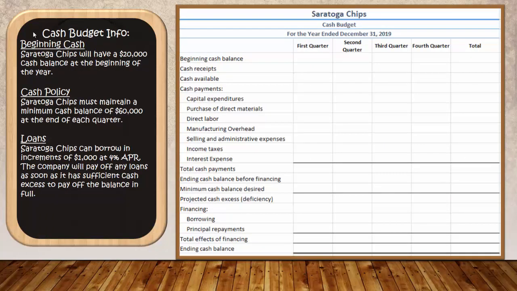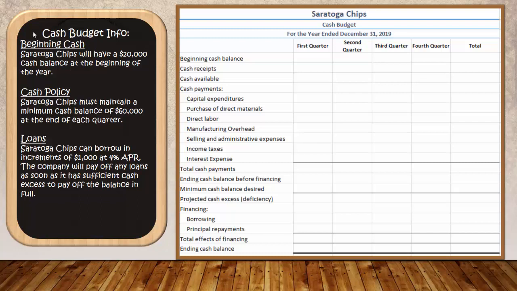Now that we have all the information from those 2 budgets, we can actually prepare our cash budget. We start with this following info: that Saratoga Chips is going to have $20,000 in cash at the beginning of the year. Saratoga Chips is instituting a policy where we must have a minimum cash balance of $60,000 at the end of the quarter. If we do not, we're going to have to take out a loan.